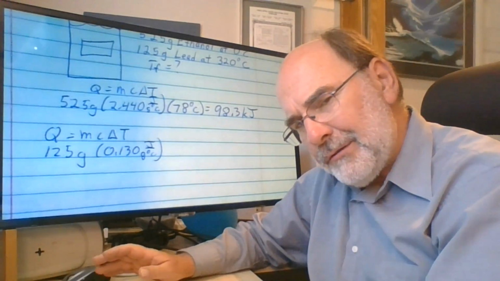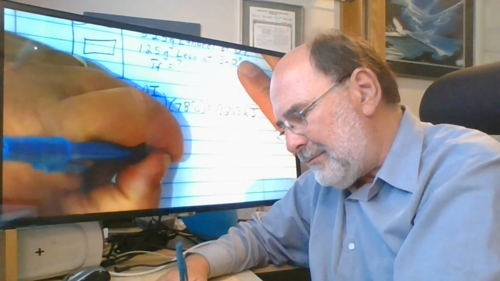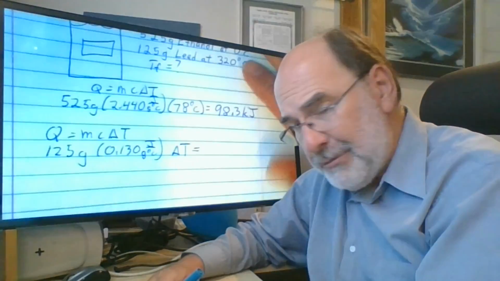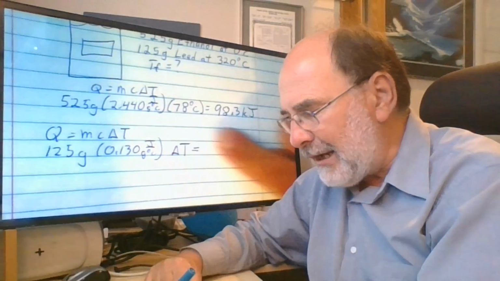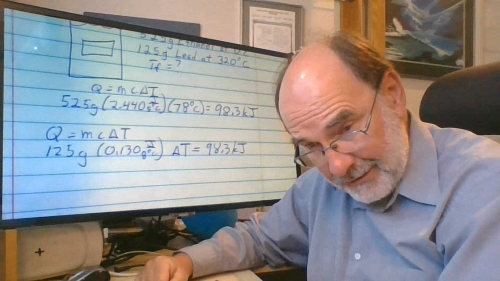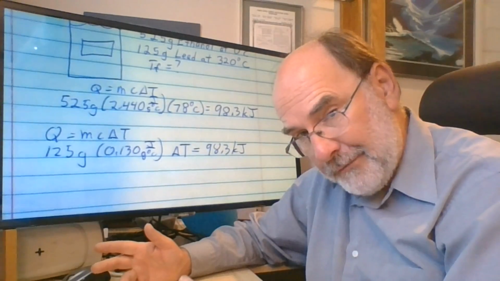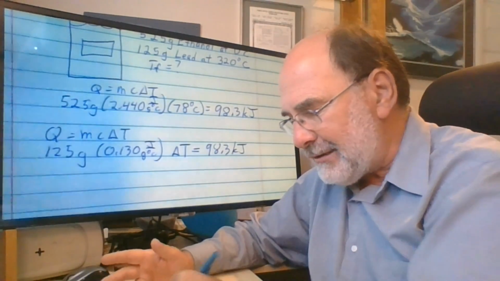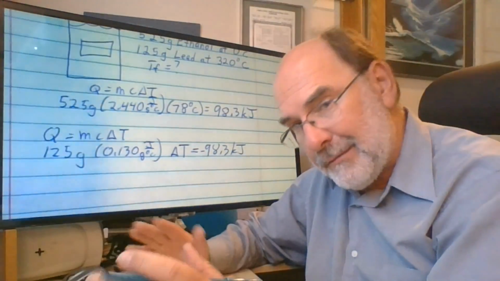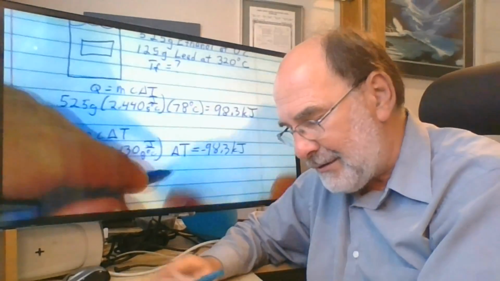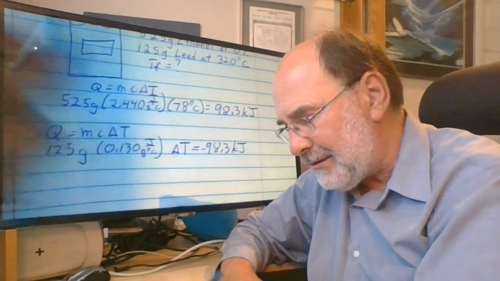And what I really want to do is turn this around and calculate, well, how much will the temperature drop if I remove 98.3 kilojoules of heat from that lead? So I'm going to solve for delta T right now, realizing that this is a minus sign, that I'm losing temperature. It's going to be a negative delta T in the end.